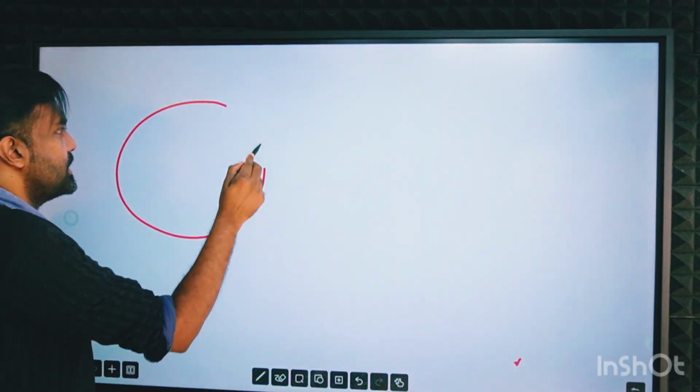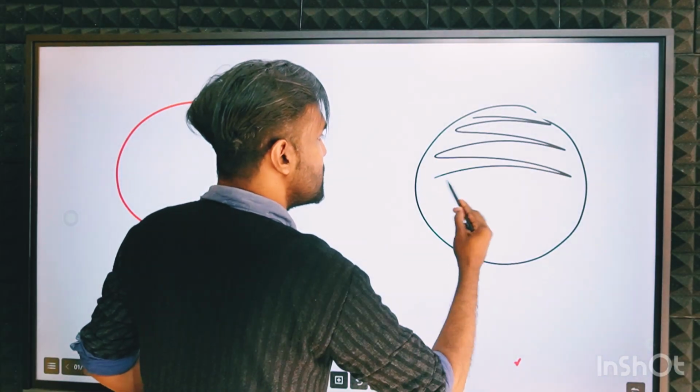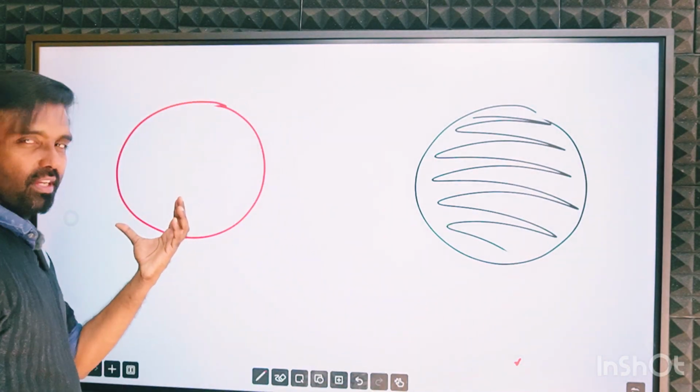Next, we have to study the electric field intensity due to a charged hollow sphere and solid sphere. Let's imagine here we have a hollow sphere. Let's imagine here we have a solid sphere. This is a solid sphere. Here we have a hollow sphere, guys.